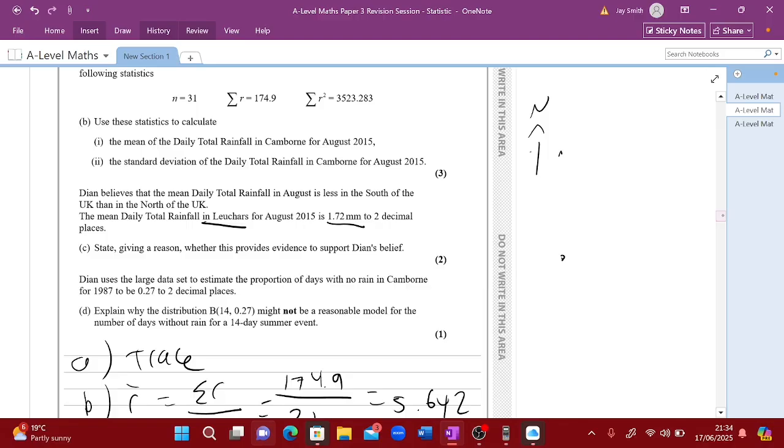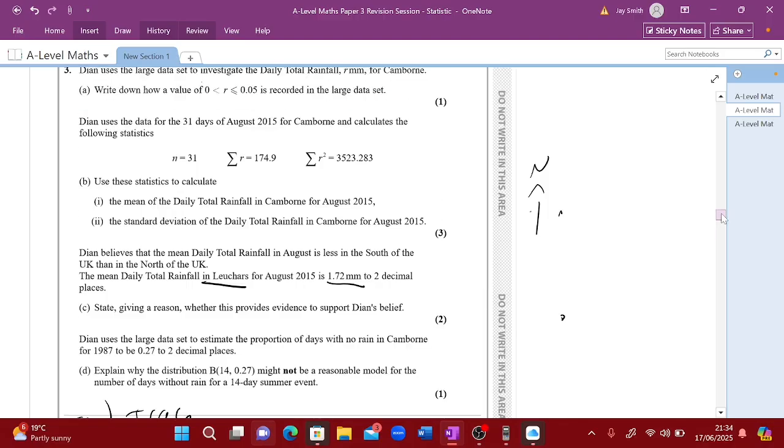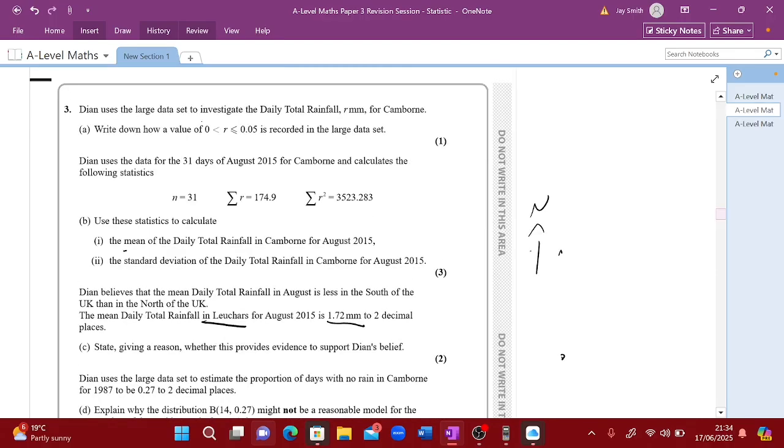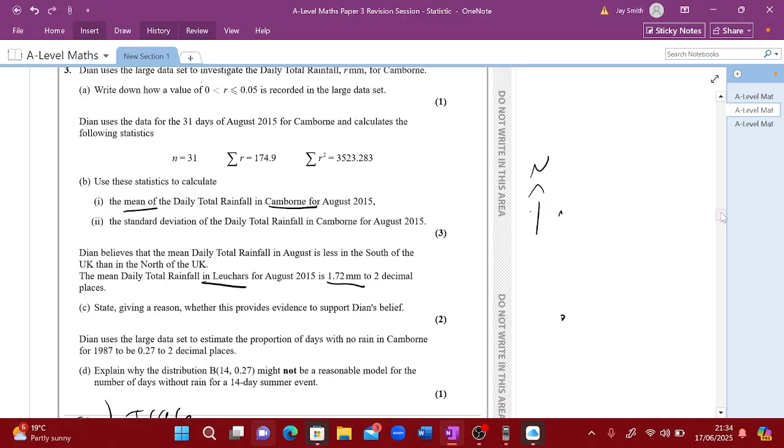Well, it's given Leuchars and the mean there, but we've also worked out the mean for Camborne. So actually, this is also testing your large data set knowledge. You need to know where Camborne and Leuchars are. Well, I guess particularly you need to work out which is more northern of the two. And actually, again, this is something you just need to learn.